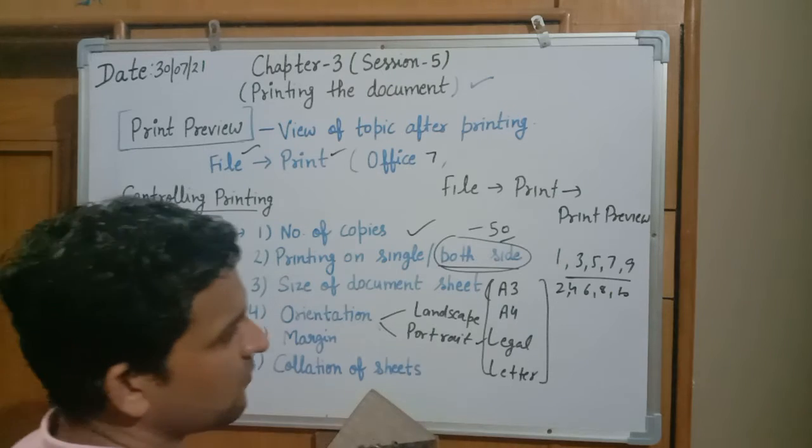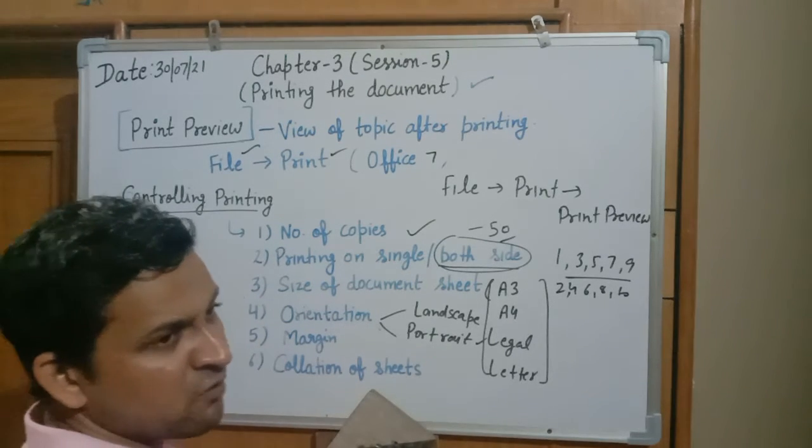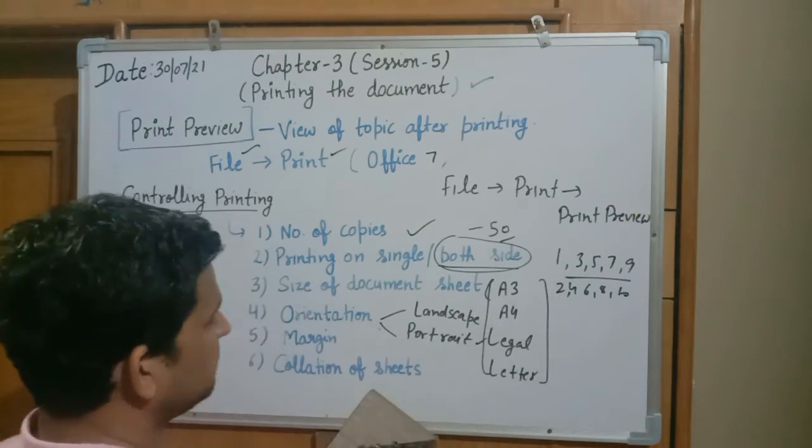One is in the landscape form, which means widen form. One is in the lengthy form.